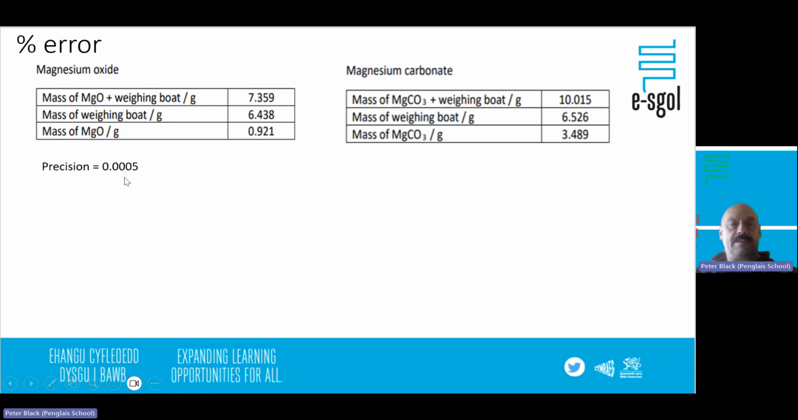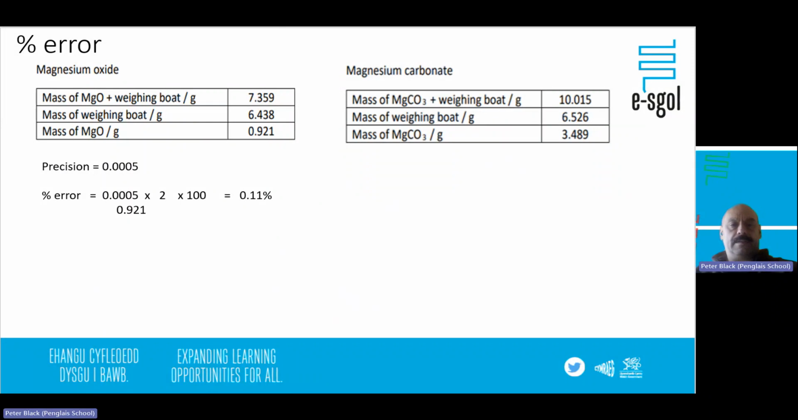So I've halved that and then said, well, I can actually then say that my precision is 0.0005. Working out percentage error then gives me a percentage error weighing of 0.11% with the magnesium oxide. Just pointing out to you, why have I multiplied my precision by 2? That's because there are 2 readings. All right, so you've got your start mass and your end mass. And because you've got 2 readings, you have to multiply your error by 2.